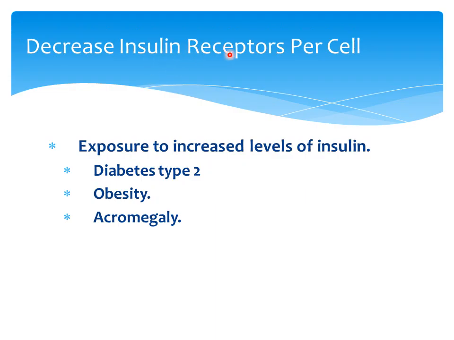The number of insulin receptors per cell decreases on exposure to increased levels of insulin. High levels of insulin can occur in diabetes mellitus type 2, obesity, and in acromegaly.